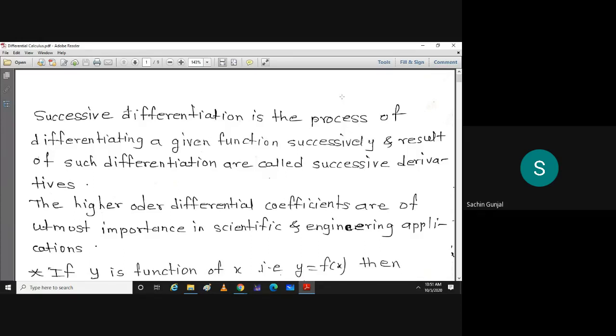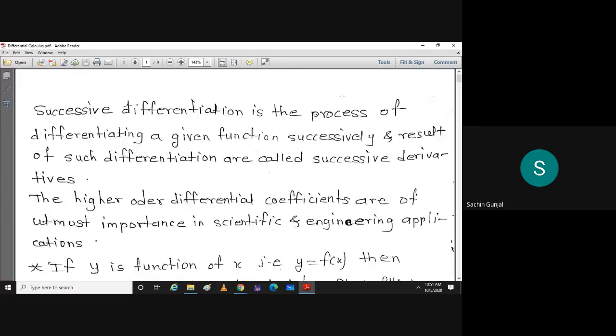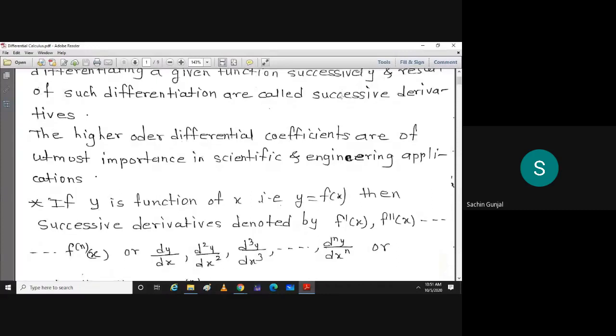Let us quickly recall what we have seen in the last 1 or 2 lectures. We have started with differential calculus. In that we are studying successive derivative or nth derivative. So we have started with derivative of some standard functions.